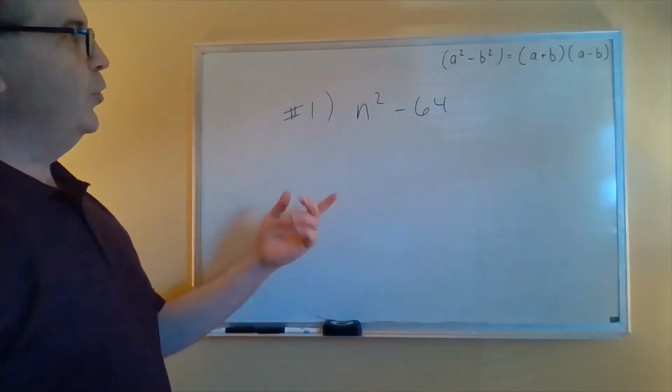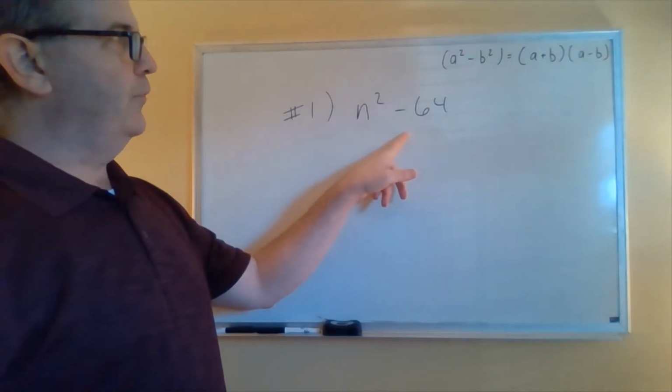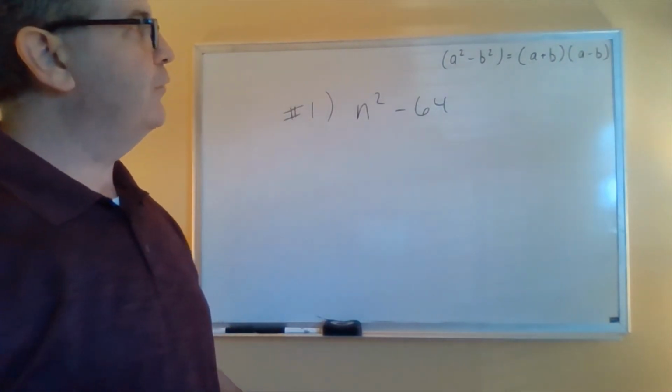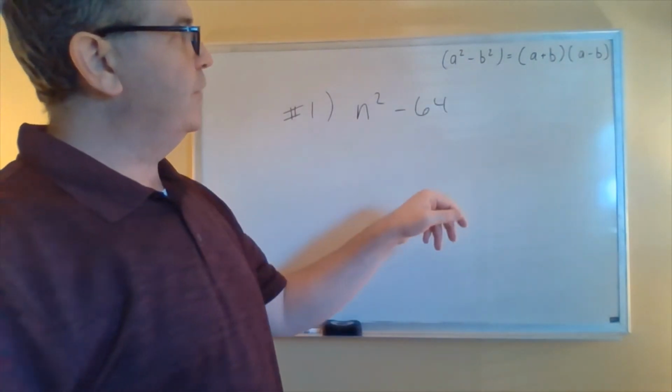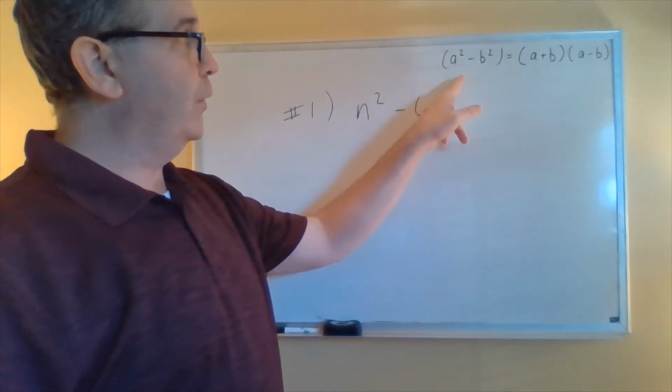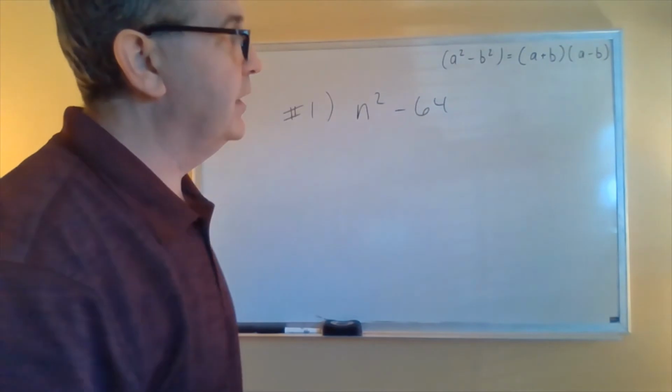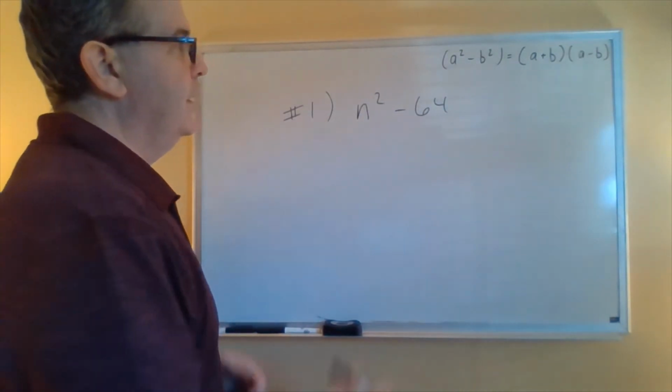Okay, here's number 1, n squared minus 64. Now up in the corner here, I wrote our difference of squares formula. So we're looking for a squared minus b squared. Basically, we're looking for a perfect square minus a perfect square, and that's going to equal a plus b times a minus b. So look at our problem here.